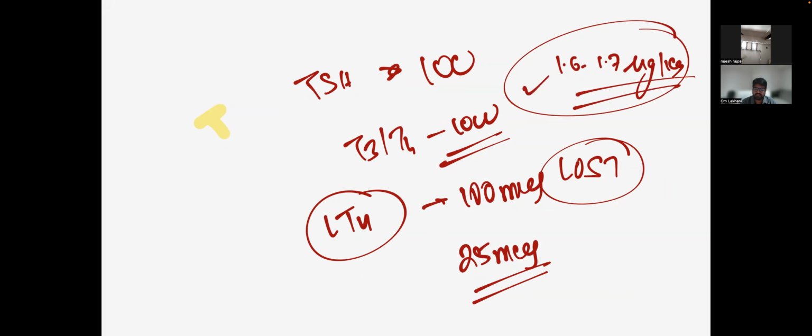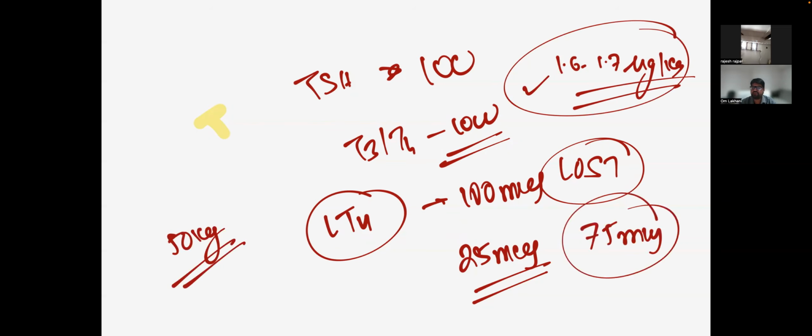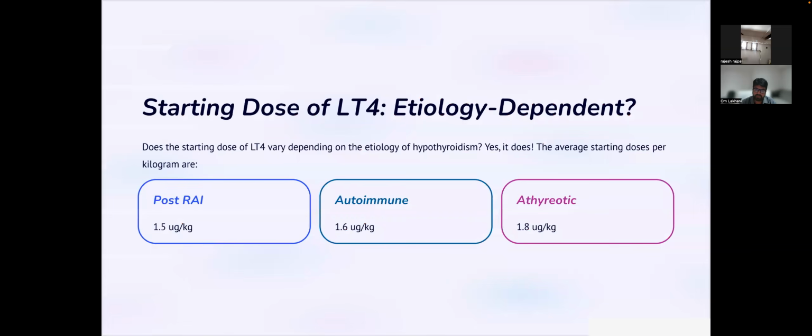So if a patient is, let's say, 50 kgs, right? Typically, I would say for a 50 kg person, if you multiply it, the value will come to around 75 micrograms. So you can start the patient directly on 75 microgram of levothyroxine. For other weights, you can calculate. So weight-based dosing is an ideal way of treating the patient with overt hypothyroidism.